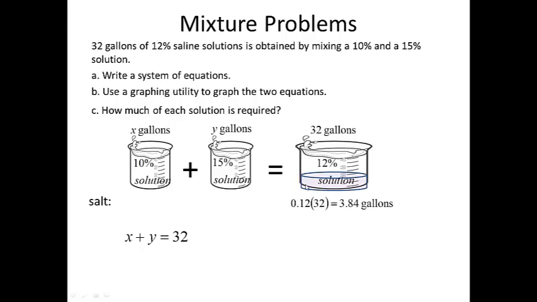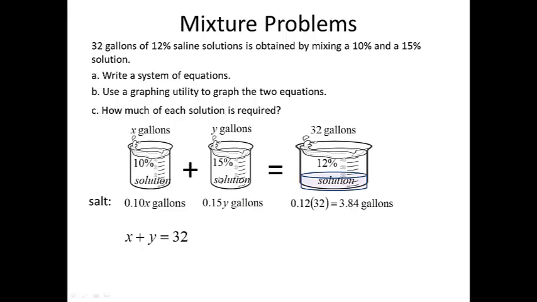So using the same notation for this, how much salt is in here? Well, 10% of the X gallons is salt. So that means 0.10 times X is how much salt is in here. How much salt is in here? That will be 0.15 times Y gallons. That's how much salt is in here.